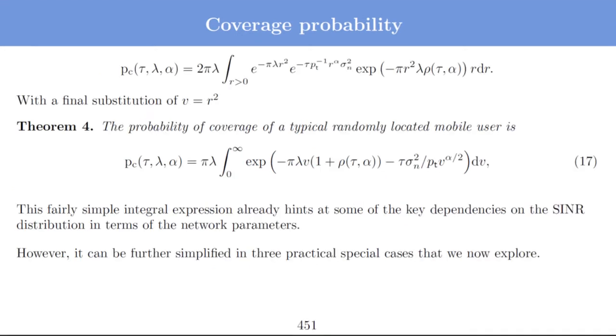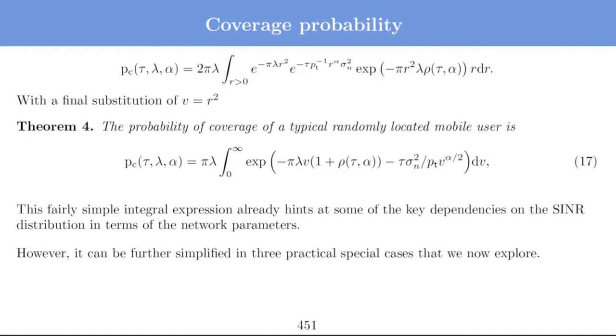We come to the final solution of the probability of coverage, which is equal to 2 pi lambda into e to power minus pi lambda r square, e to power minus tau pt minus 1 r alpha sigma n square, and exponential minus pi r square lambda rho tau by alpha, r dr. Now this is the final result, and sometimes people just substitute v equal to r square also, and that will further simplify. It will make r square to v and turn the r dr term into dv, to give you almost a similar form.